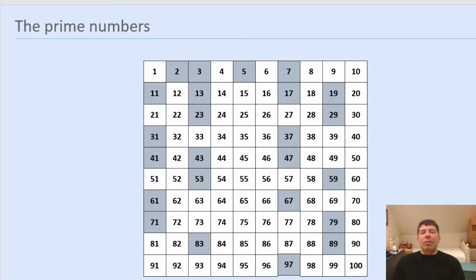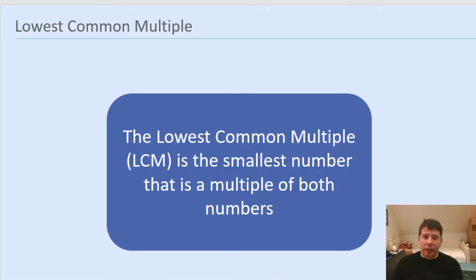But we know that prime numbers thin out as numbers get bigger, and we know that they go on forever. But exactly how quickly they thin out, now that becomes complicated stuff. Okay, now we're going to talk about lowest common multiple.